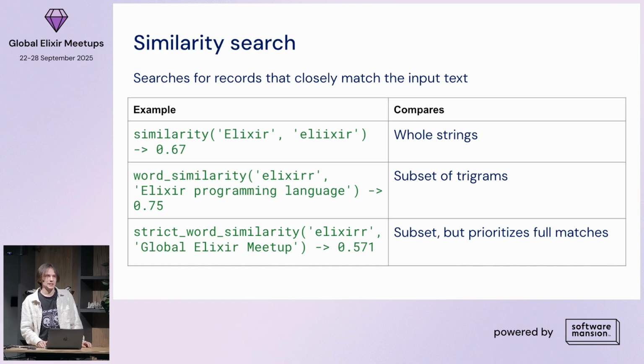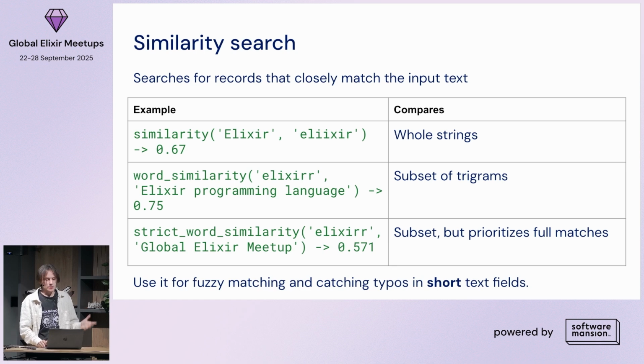And in Postgres, we have 3 options for similarity search. We have similarity, word similarity, and strict word similarity, and they all differ by the strictness of how your word is compared in the sentence. So the stricter we are, the fewer errors we will catch in the sentences. So we use similarity search to fuzzy match and catch typos in short text fields, like full name.